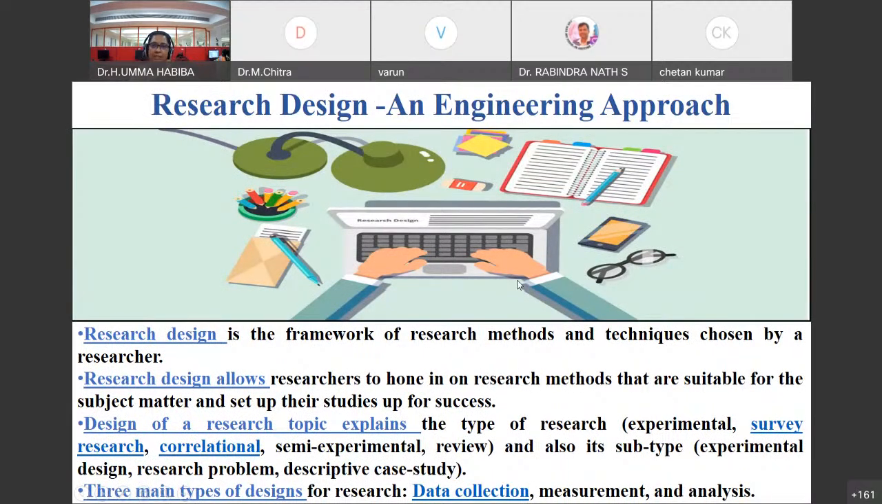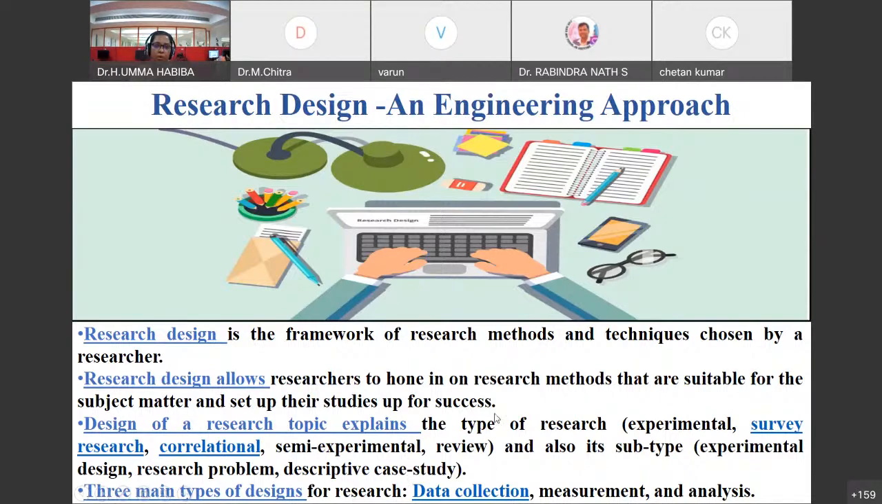Then when you come to research design and engineering approach, what is research design? How can we frame a research design so that it is very useful for doing research? For example, an architect will prepare a blueprint before he approves construction. Similarly, an artist will make a design before he starts to execute. Likewise, a researcher should have a research design. Research design is a framework of research methods and techniques chosen by the researcher. It allows the researcher to hone in on research methods that are suitable for the subject matter and set up their studies for success.